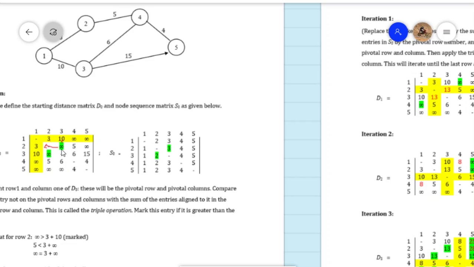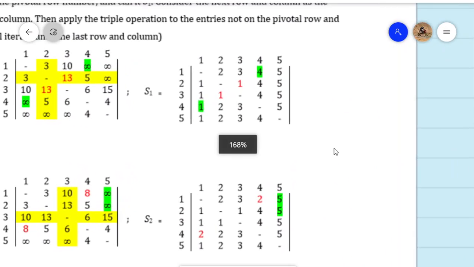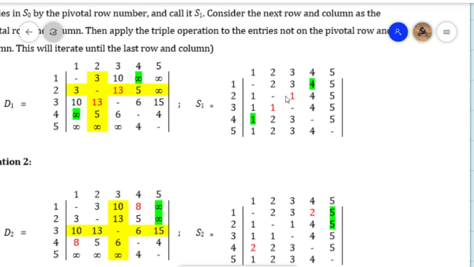So again, infinity will be replaced by 10 plus 3. So that is why we have here 13. The same is true for this entry. 3 plus 10 is 13 also. So this is now also 13. As for S, this will be replaced by the column or the row number that were highlighted. So we have highlighted here row 1 or column 1. So this entry in S will be replaced by 1. So we see it here. Notice that they are both 1 this time.